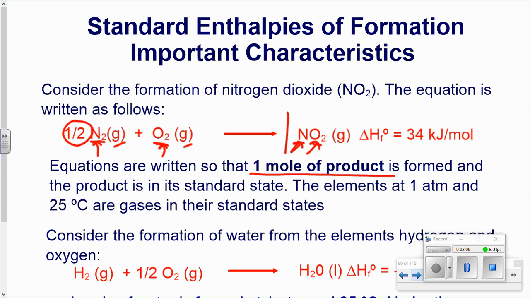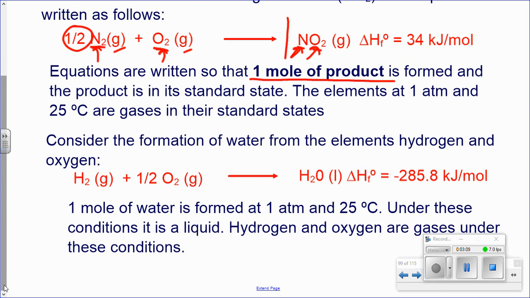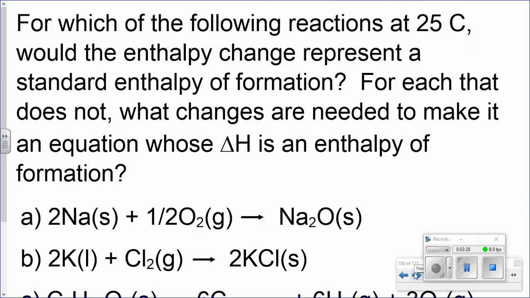Okay, so looking a little bit further at another example, here we create water, and you'll notice it's the same thing. Okay, 1 mole of H2 on the left to create 1 mole of water, and then we need a half O2 because again we're creating just 1 mole of water. That means there's only 1 there, so I have to cut that in half.